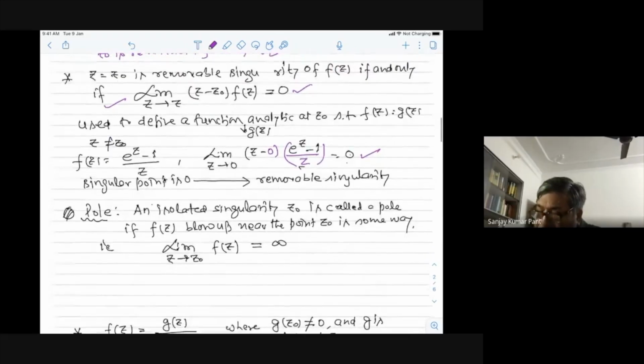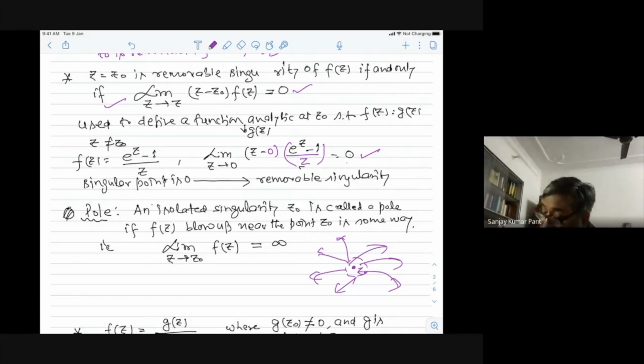Now the second singularity is very interesting. Between the first and second, there is a very nice relation. The second kind of isolated singularity is the pole. It's a very simple thing. In some neighborhood of that point, the function will blow up. So this is a pole. If you take the value of the function there, the function will blow up. Blow up means in some way, and what is the way? The limit as z goes to z naught of f(z) becomes infinity.